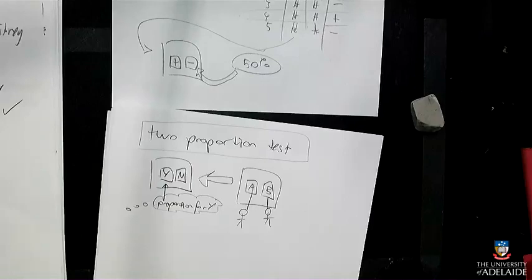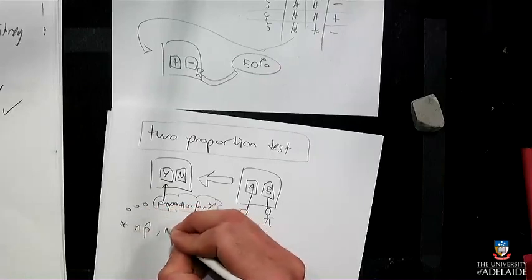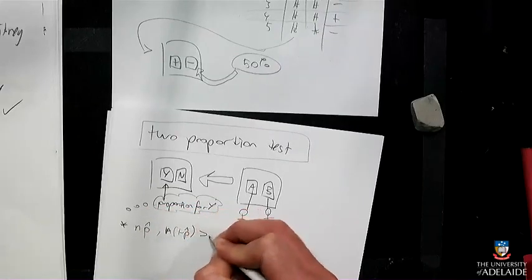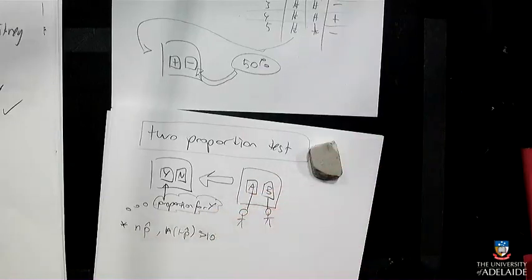the pooled proportion, I don't know if your lecturer called it that, like the P hat. Like there's a P1 hat and a P2 hat, and there's just a P hat that you calculate from the data. That pooled P hat, if N P hat and N1 minus P hat is greater than 10, then you're allowed to use this, probably. But I would check that. I'm just going to put it here anyway. But you haven't been told what to do when it's not, so don't worry about it.